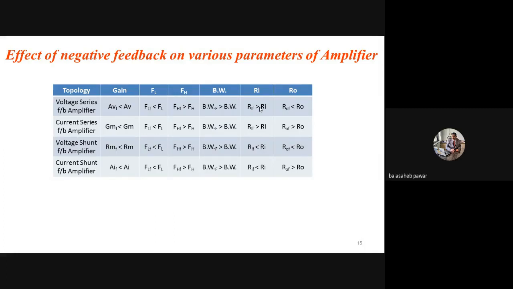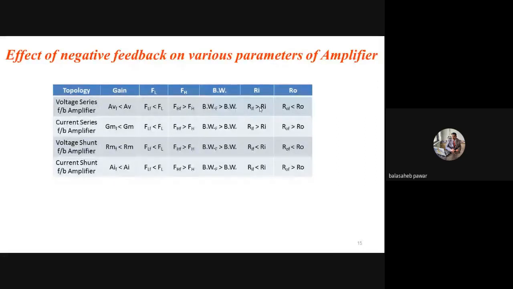For an ideal voltage amplifier, input impedance is infinite, output impedance is 0. For an ideal current amplifier, input impedance is 0 and output impedance is infinite. Is it okay? Have you noted it? Yes, sir. Okay. Now see how to remember these last two columns. I will give the hint.